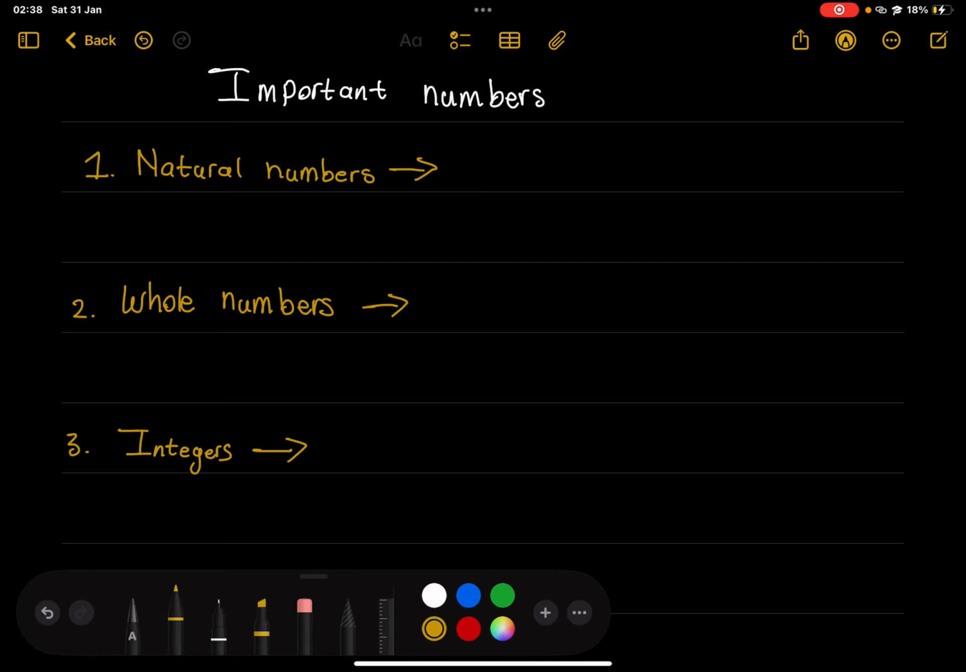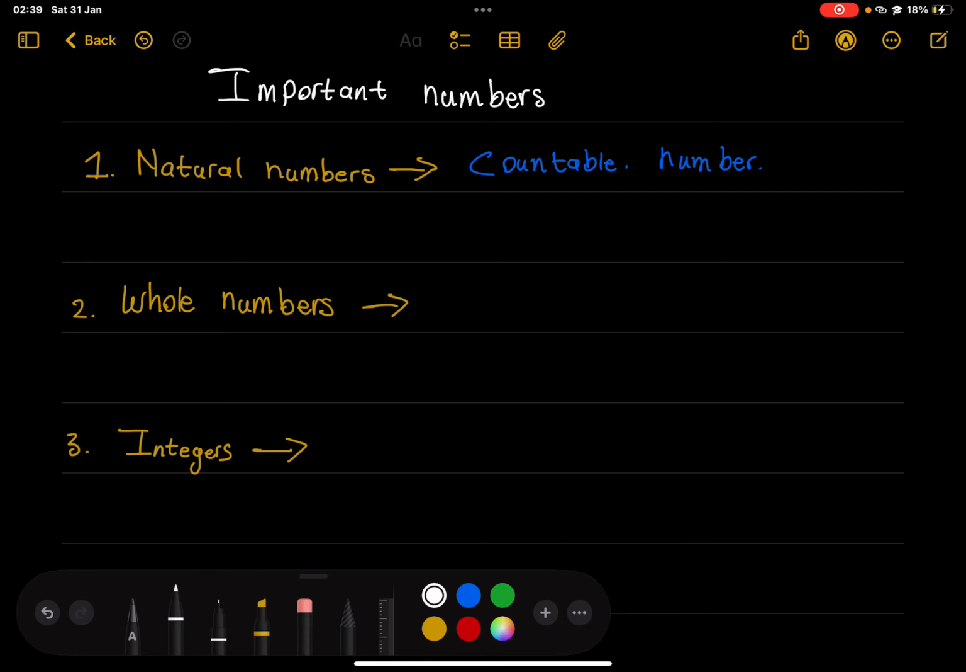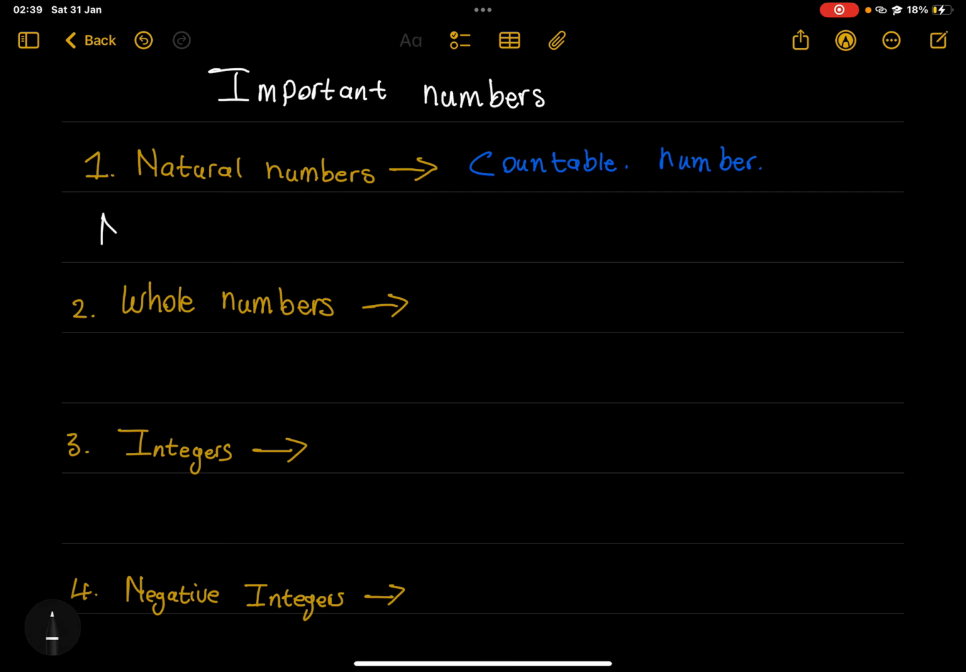So in sets, these numbers are very important to know. We have the first type of numbers called natural numbers. Natural numbers are called countable numbers. The symbol of natural numbers is denoted like this.